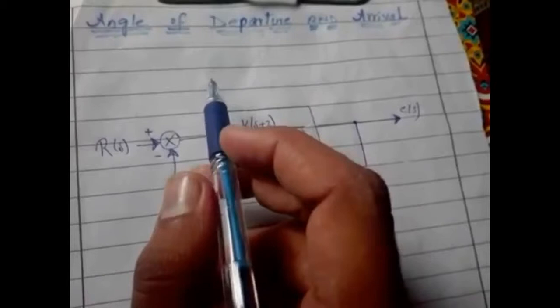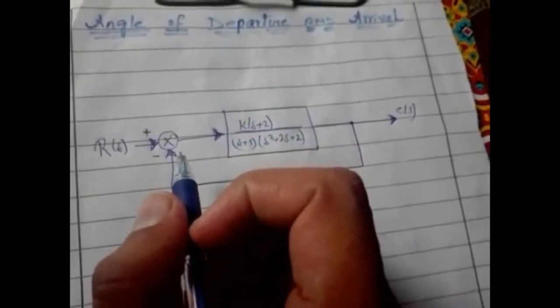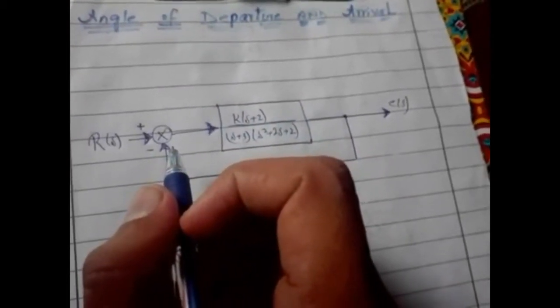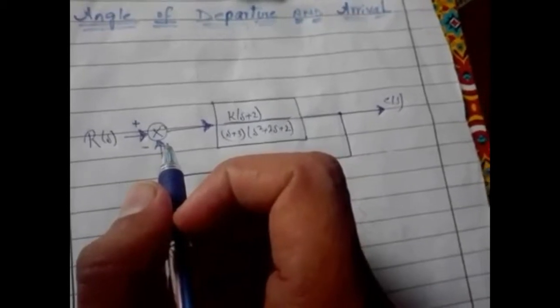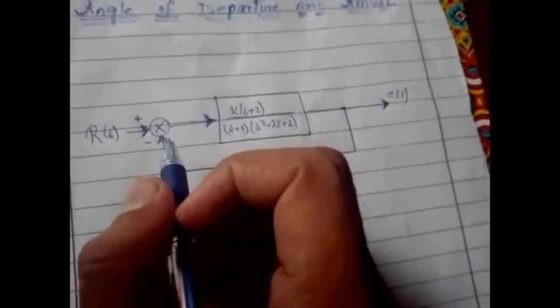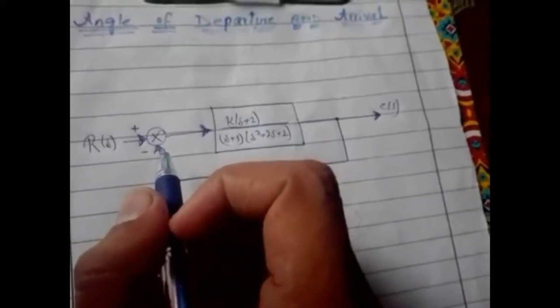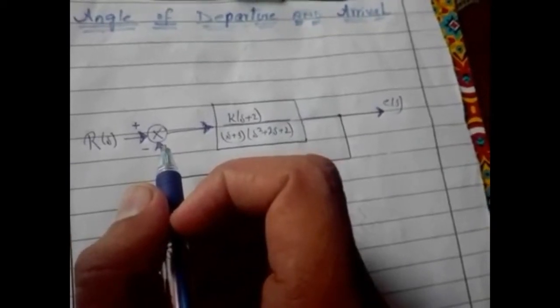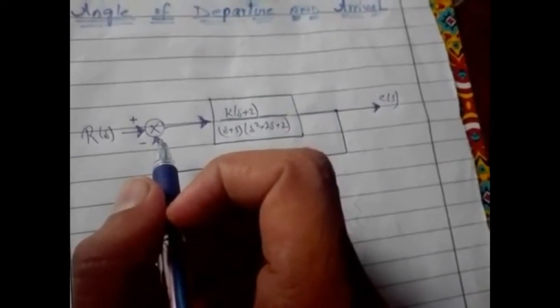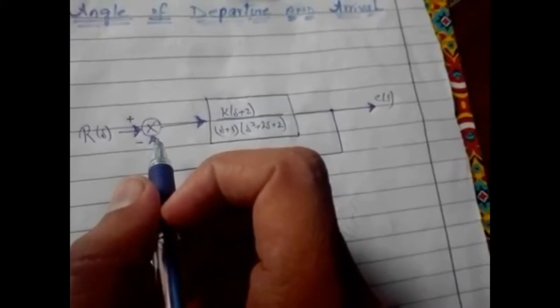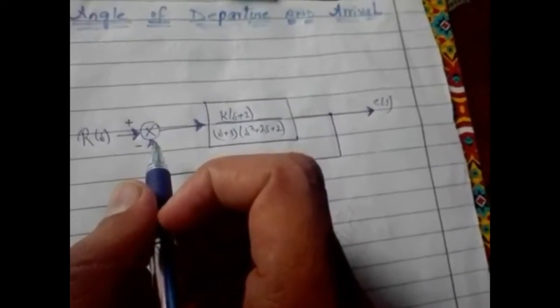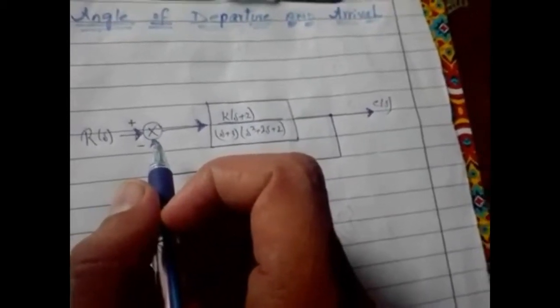The root locus starts at the open loop poles and ends at the open loop zeros. So in order to sketch the root locus more accurately, we want to calculate the root locus departure angle from the complex pole and arrival angle to the complex zero.